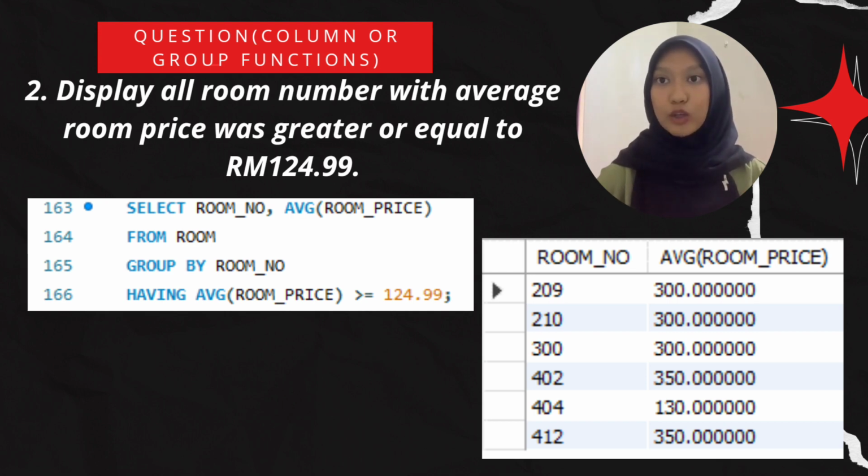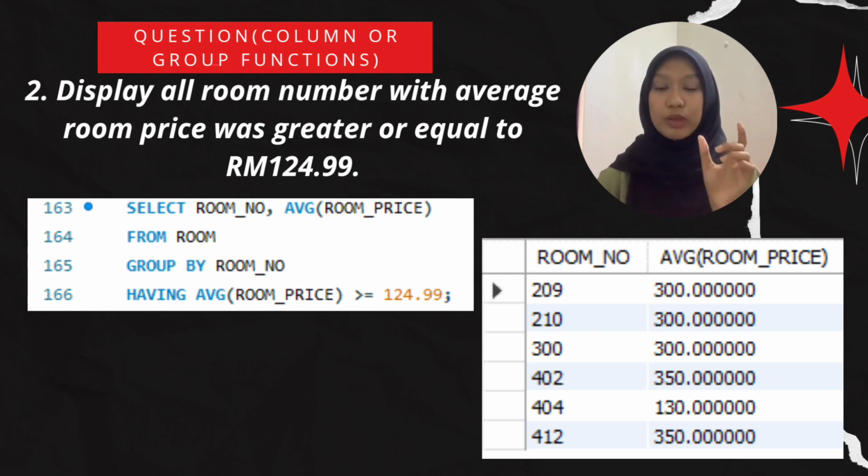So let me go line by line. The first line of the command is select room number. Why room number? Because the question asks to display all room numbers and average room price. And then the next line is from room. Why from room? Because we need the data from the table room. And then the next line is group by room number.